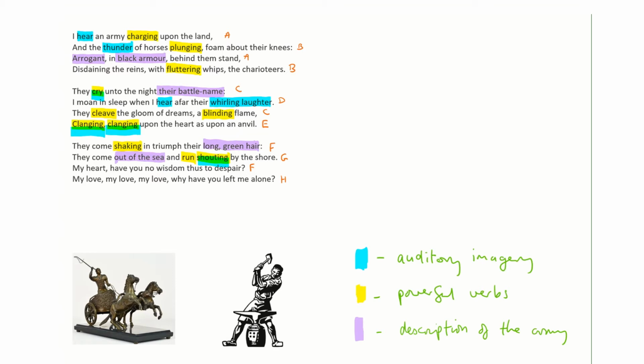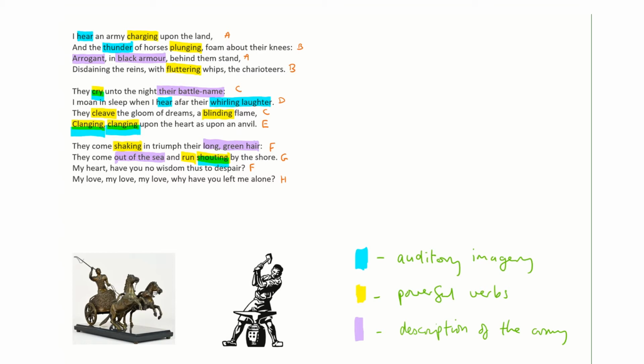And whirling as well, I think, is quite an interesting adjective to describe the laughter. Does it perhaps convey a sense of the confusion that they create, this idea of the laughter whirling around? Perhaps the speaker doesn't even understand why they're laughing. But either way, it creates, I think, quite a menacing impression. It's a sort of evil, terrifying laughter.